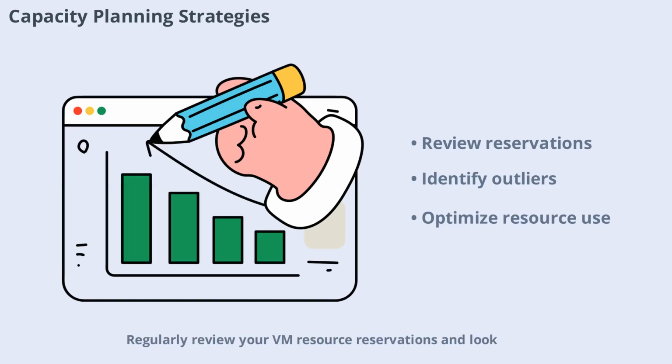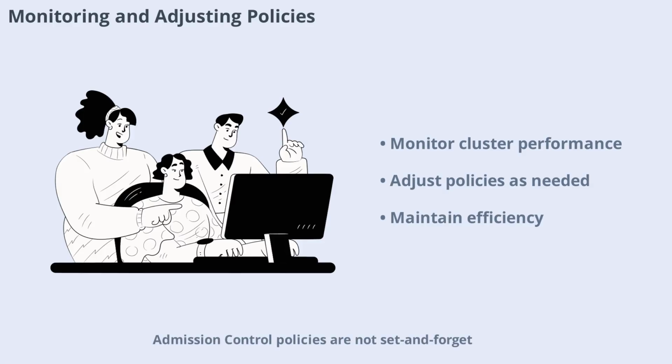Regularly review your VM resource reservations and look for outliers that could skew slot size calculations. Consider grouping similar workloads together or using alternative policies to optimize resource utilization and ensure high availability. Admission control policies are not set and forget. As your environment evolves, regularly monitor cluster performance and adjust policies as needed.